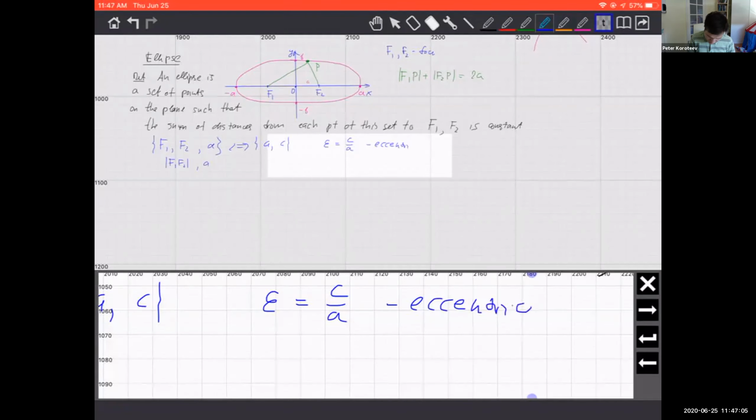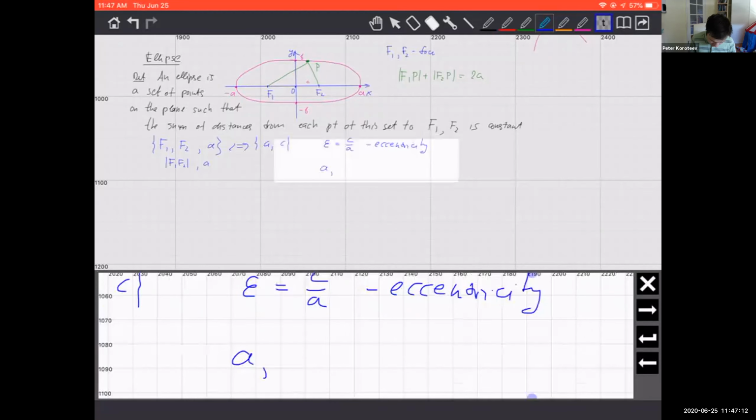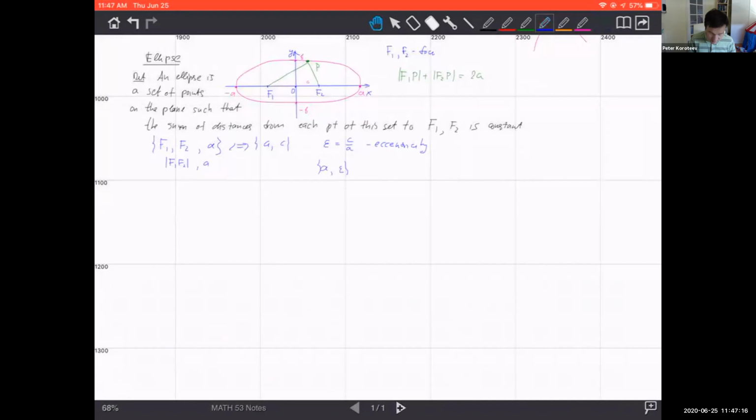So in other words, you can fix a, the semi-axis, and the eccentricity. So that fixes the ellipse in a unique way. Okay.